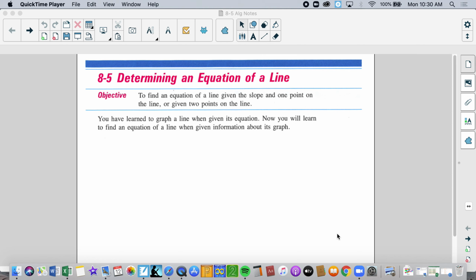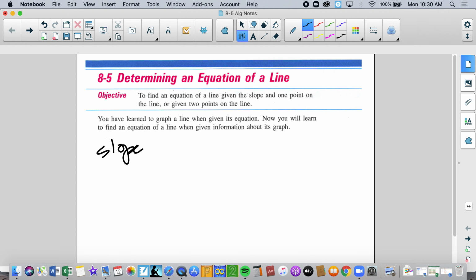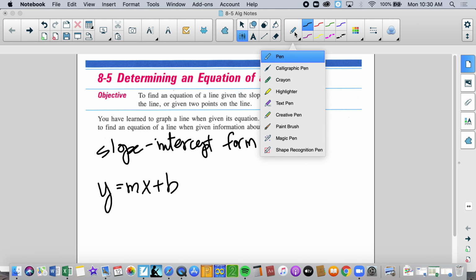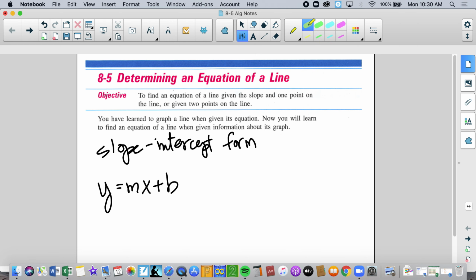We are going to write a linear equation in slope-intercept form. When we write it in slope-intercept form, it's going to be in the template y equals mx plus b. Now what do all these pieces mean? We have to remember that m represents the slope.